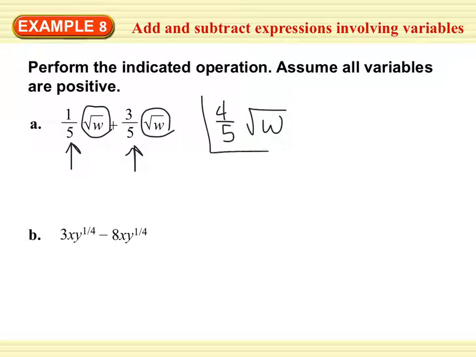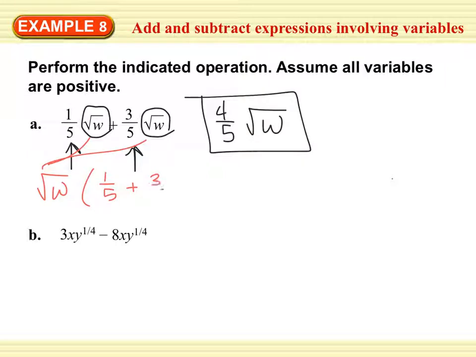square root w. If you remember when we did this in the first 3.2 video, we can factor out the square root w and then add the fractions. And that's perfect. If that's the way you think, go for it. I usually just think of these as coefficients and I can add them up.